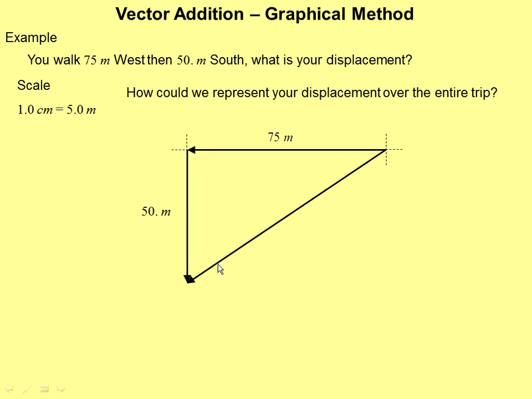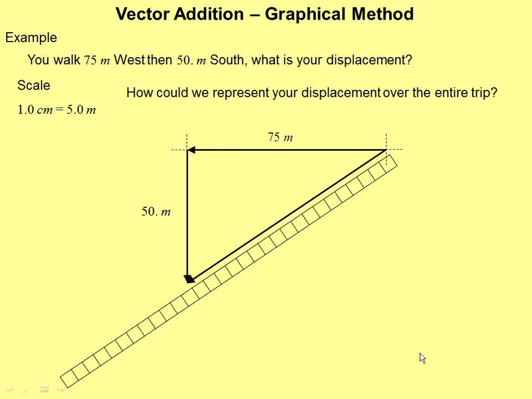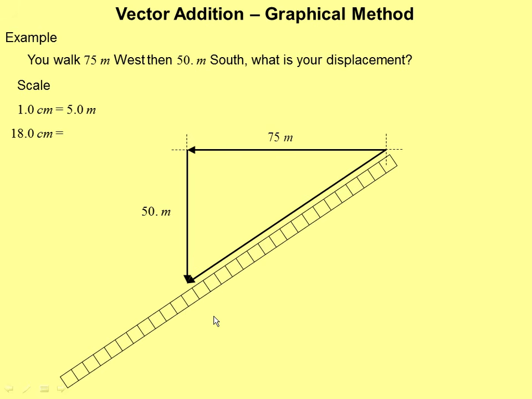Once we draw this in, all we need to do then is use our scale and a ruler to figure out what that displacement actually is in the real world. If you count off here, this looks to be about exactly 18. And since this is calibrated to the nearest centimeter, we can estimate to the nearest tenth of a centimeter, which would make it about 18.0 centimeters.